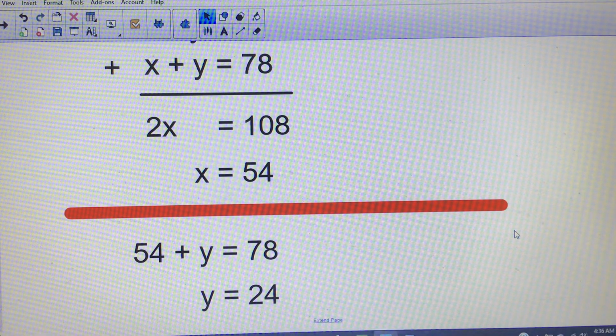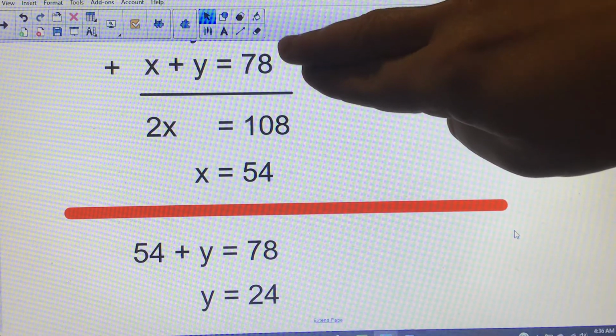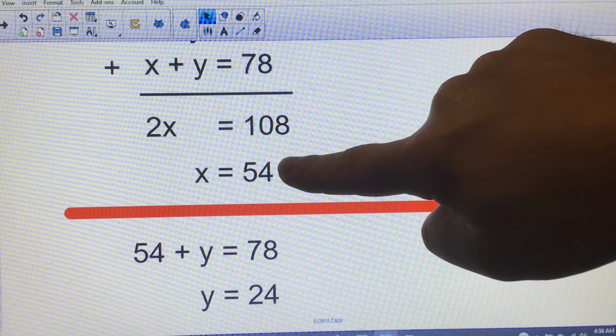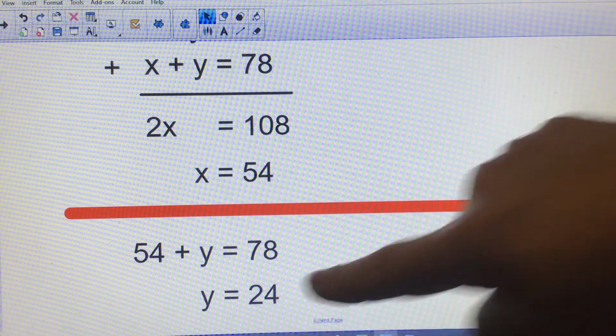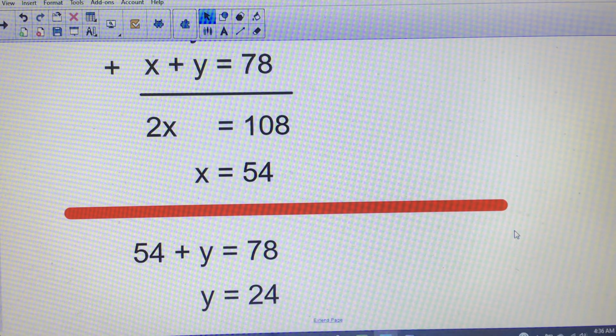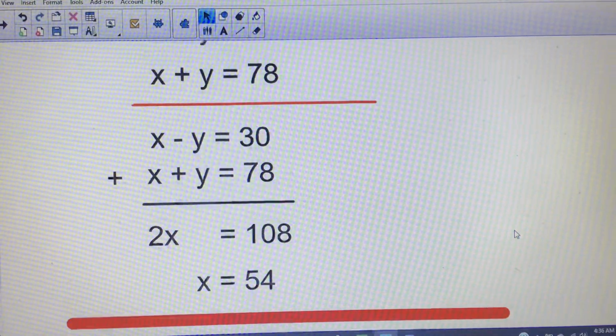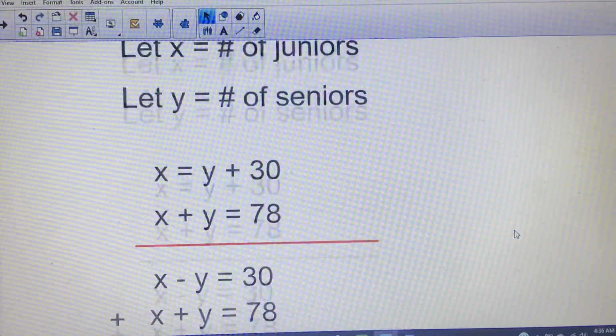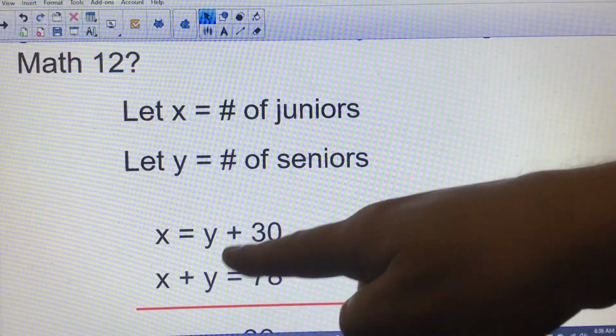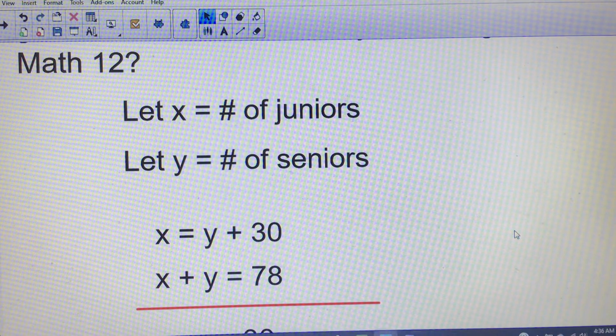And notice it also solves my problem. So how many juniors and seniors were there? There were 54 juniors and 24 seniors in the class that year. Basically, if you add these together, you get the total number 78. And notice that the juniors are 30 more than the number of seniors, just like they wanted. So this is a way that a system of equations can solve this kind of problem for you. Basically, it requires you to be able to organize it into equations, and then to set those equations up as a system and then solve them.